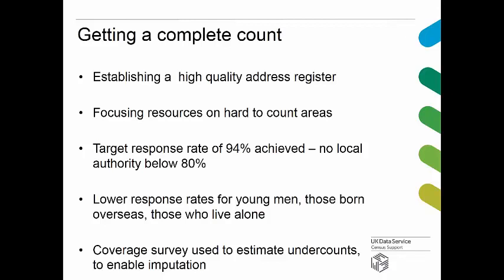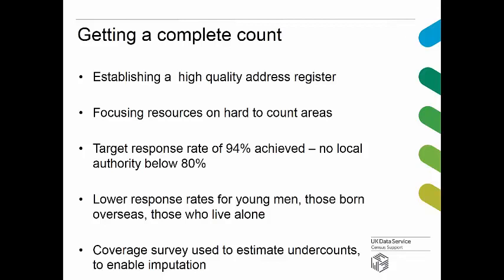So there was a goal to get a response rate of 94%, and 94% is incredible by the standards of most surveys. For a standard survey, a response rate of 65% would be considered good, and this high goal reflects that filling in the census is actually a legal obligation. And there was also a goal for no local authority to go below 80%, and they did meet these goals.